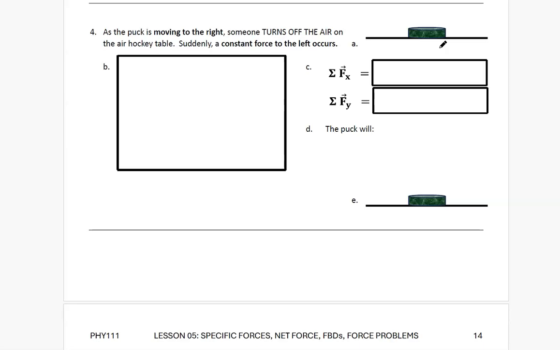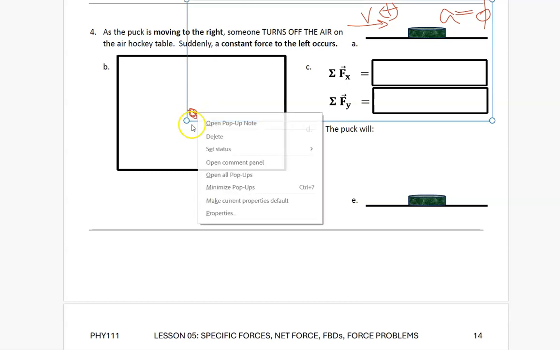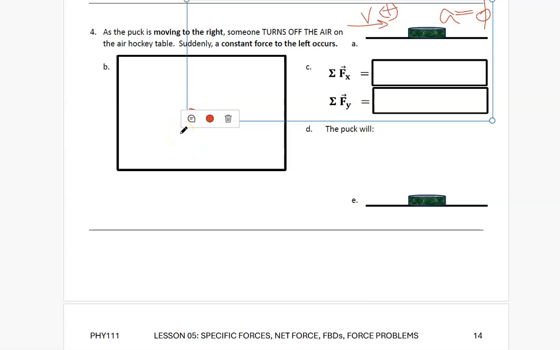So initially, the hockey puck is moving to the right, or we can say it's positive. The acceleration is 0 right now because it's moving at a constant speed. It's just moving. There's no acceleration, it's not slowing down, etc. Our free body diagram, as always, has a weight force straight down. That hasn't changed. And there's a normal force up.